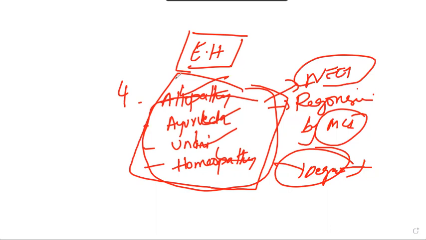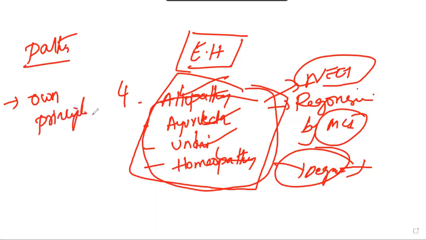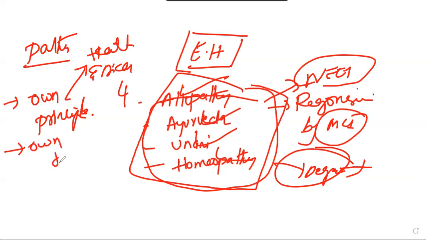own way of diagnosis. Basically every medicine or every pathy needs four things. One is its own principle, on which basis it defines health and disease. Then its own diagnosis: if you are describing the disease, how you are diagnosing, how you are knowing that this is a disease. Everyone has their own style to determine the disease. And at last is treatment.